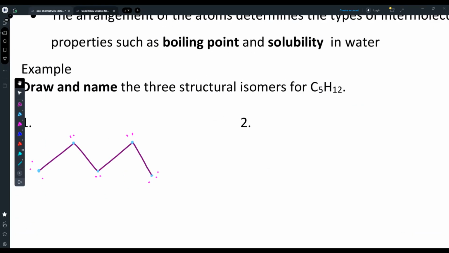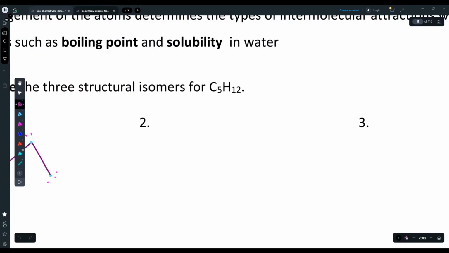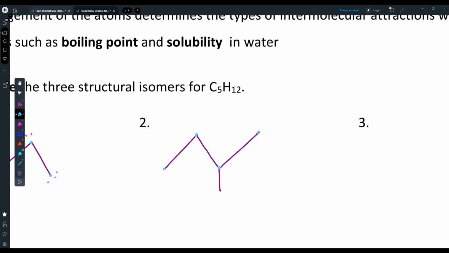All right, for this next one here, we can go 1, 2, 3, 4, and we can have a branch right here. Okay, so let's just count up our carbons. 1, 2, 3, 4, 5. Now let's count up our implied hydrogens just to make sure we're doing this right. So 1, 2, 3, 4, 5, 6, 7, 8, 9, 10, 11, 12.